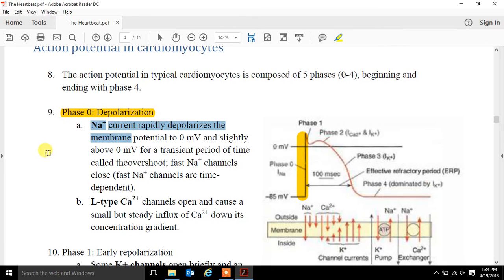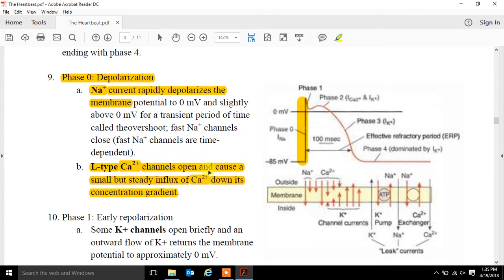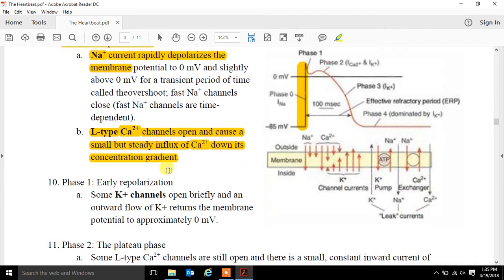Here we get sodium currents rapidly depolarize the membrane, and we get some L-type channels open and cause an influx of calcium down its concentration gradient. So we can see here in our image, it's sodium that's really driving this, and we get a little bit of calcium towards the very end of phase 0. It's not perfectly lined up, but you can start to see what's happening. We have a little bit of early repolarization, so that's this little drop. Coming back down is repolarization, so it drops down, and that is through some potassium channels.